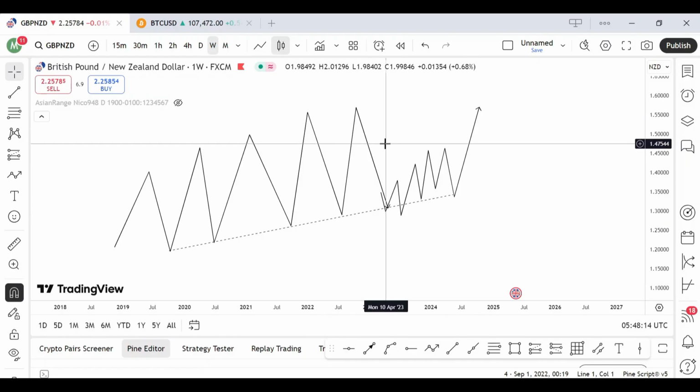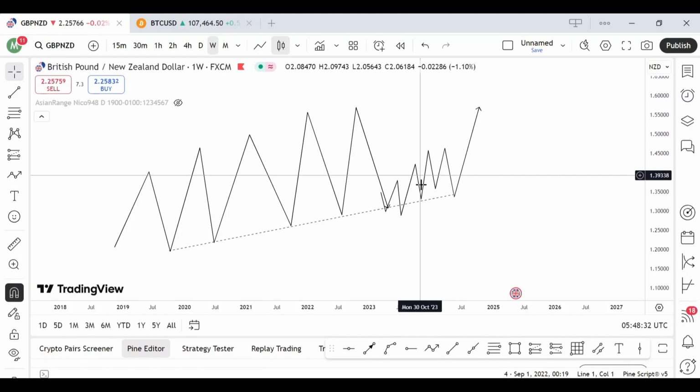Don't worry, we'll be doing more on top-down analysis. That means we will start from the daily time frame to the 4 hour time frame to the 1 hour, then to the 15 minutes as your entry time frame. We will be dealing more on that in more videos to come. So this is just an example. So let's get back to this.